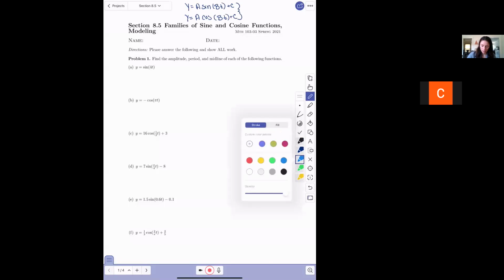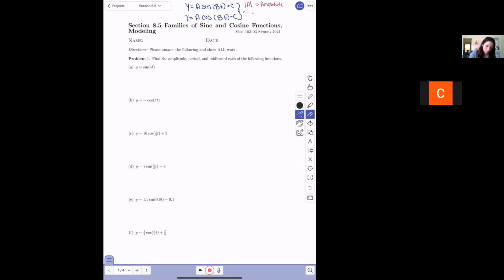In both of these cases, we have that the absolute value of a is the amplitude. We have that the period, I should write it consistently, 2 pi over b is the period of our function. And we have that y equals c is the midline.